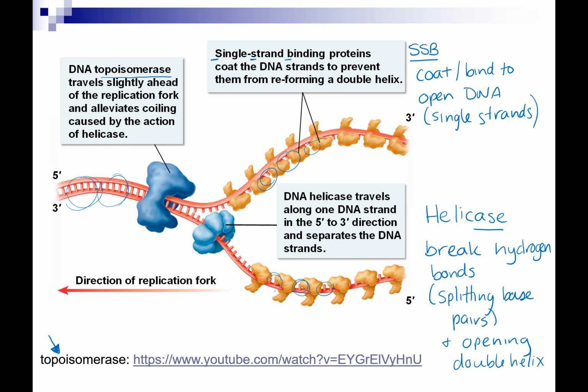And so what topoisomerase does, as it says right here, is alleviate the coiling caused by opening up or unwinding the helix. And it's a pretty amazing protein. It will actually cut your DNA and kind of, like if you were letting string unravel a little bit, and then put it back together. Okay. So it has to relieve that strain by actually breaking your DNA.